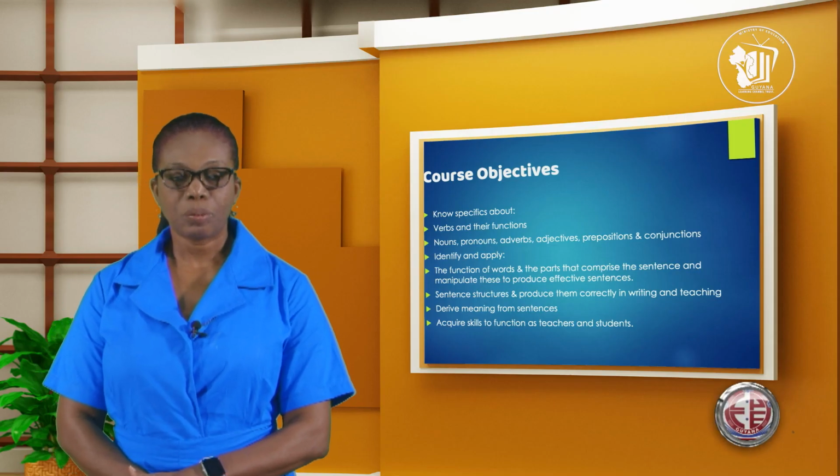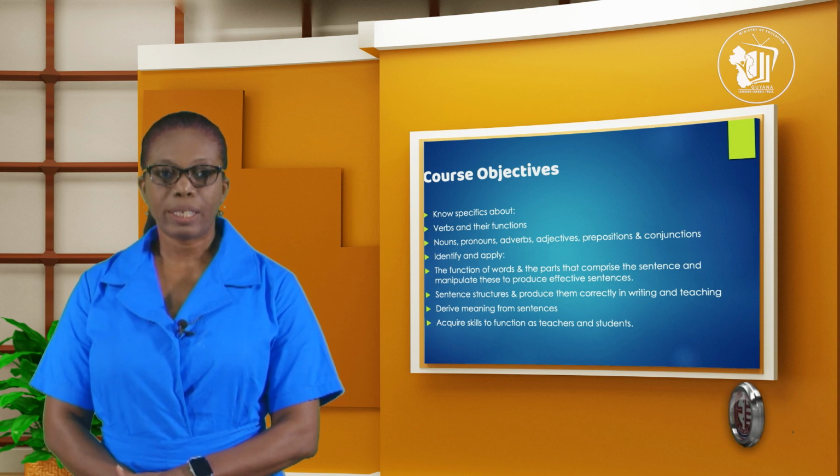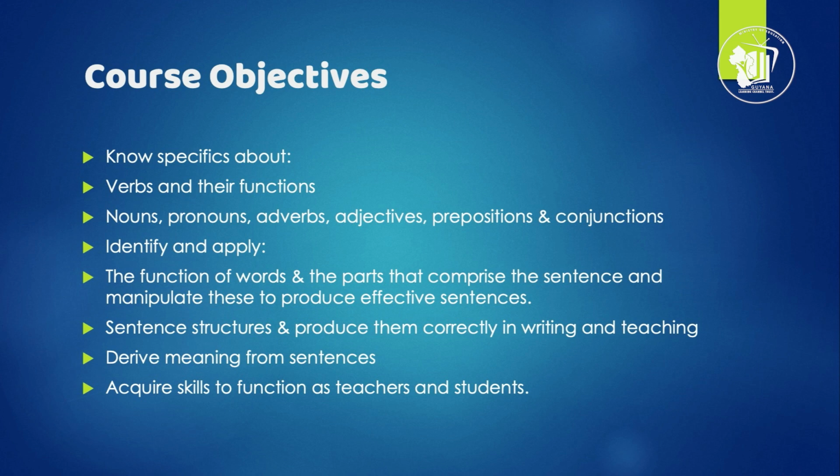Course objectives. There are several objectives that must be achieved in this course. Know specifics about verbs and their functions, nouns, pronouns, adjectives, adverbs, prepositions, and conjunctions. Identify and apply the function of words and the parts that comprise the sentence and manipulate these to produce effective sentences. Know sentence structures and produce them correctly in writing and teaching. Derive meaning from sentences and acquire skills to function as teachers and students.